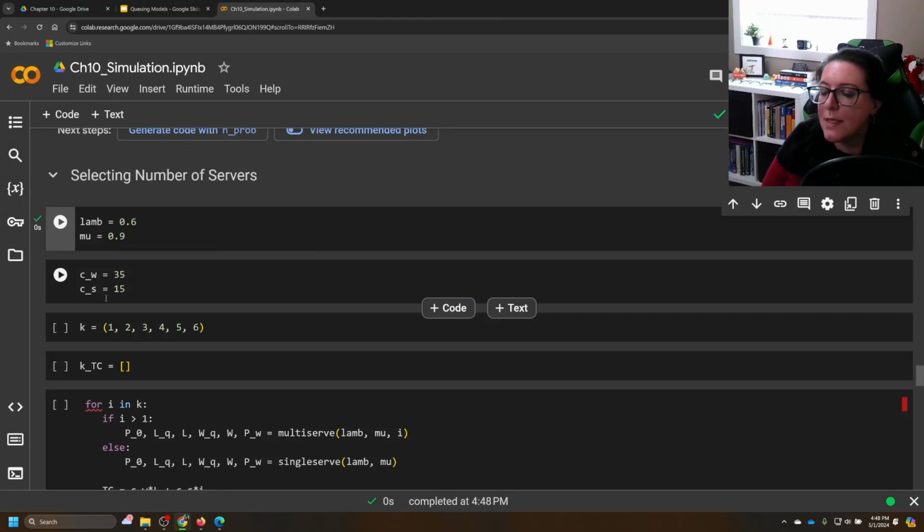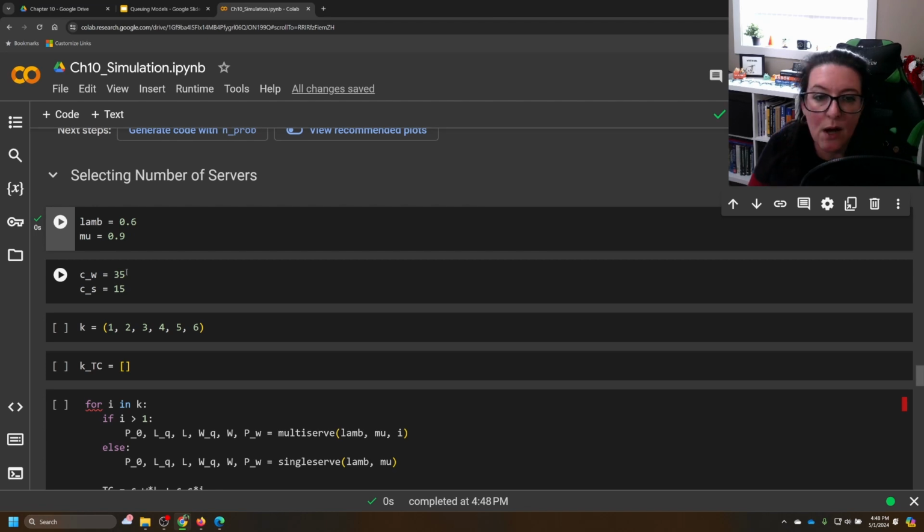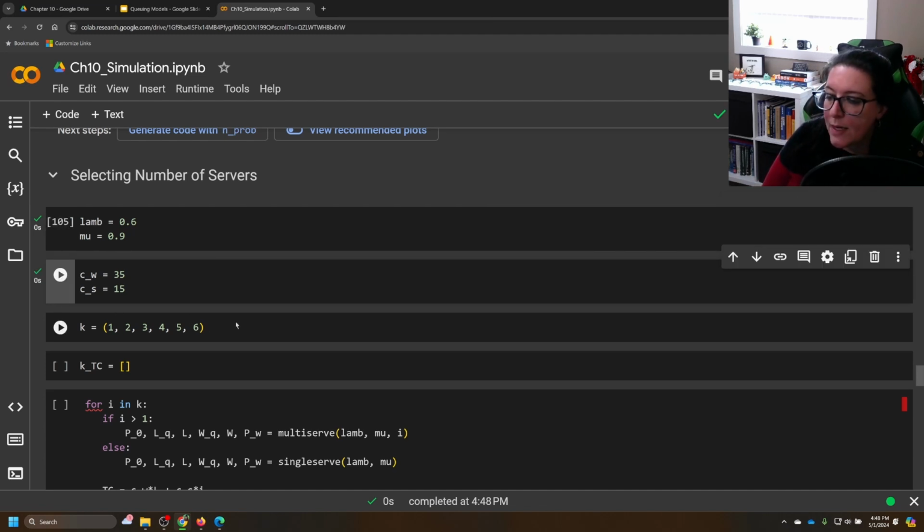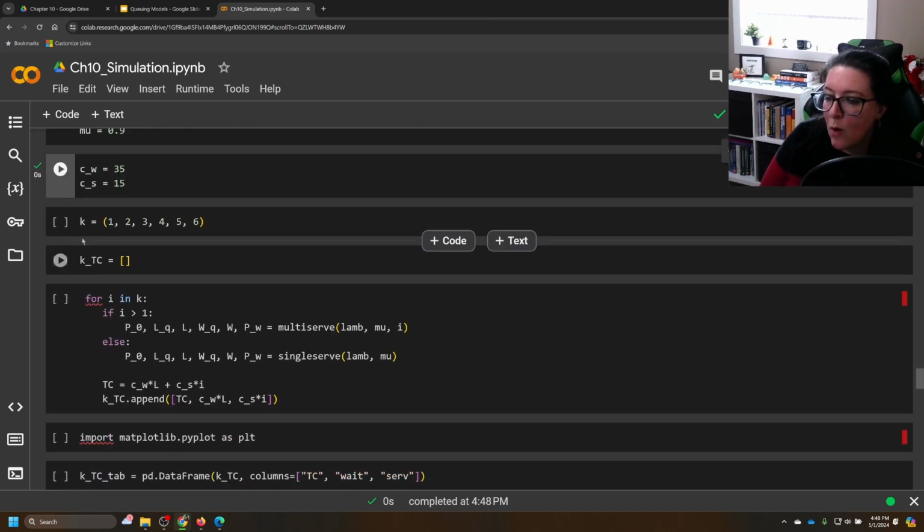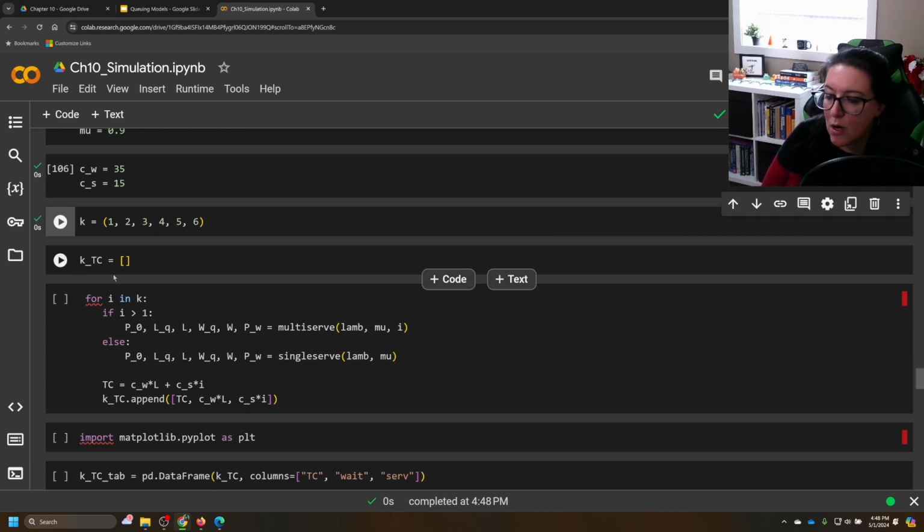The other piece we're going to need is the cost of waiting. That's going to be the $35 the typical customer would spend. And then the cost of a server, that's how much we are paying for the server. And then here, K is going to be our number of servers. We'll look at 1, 2, 3, 4, 5, and 6. Now we're going to start with an empty list, K_TC. That's going to be our total cost based on our different number of servers.